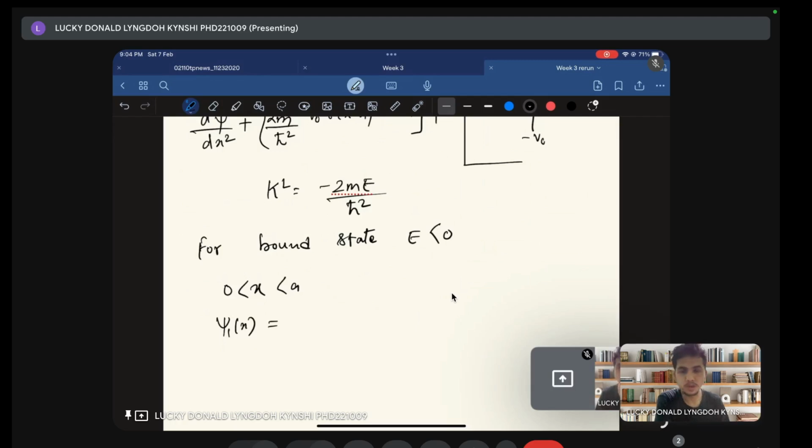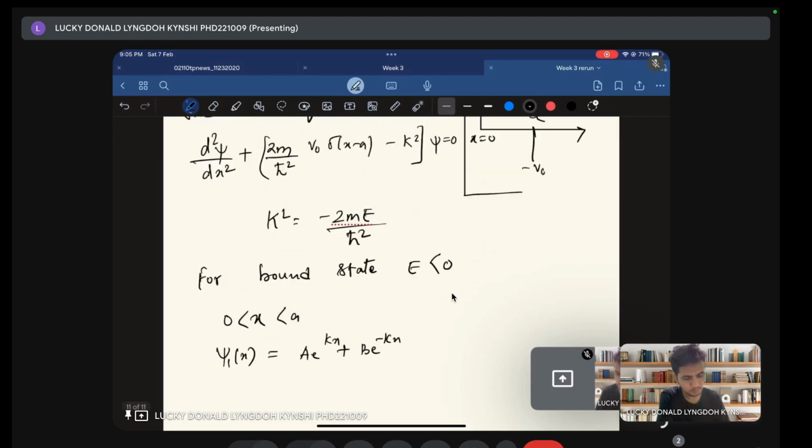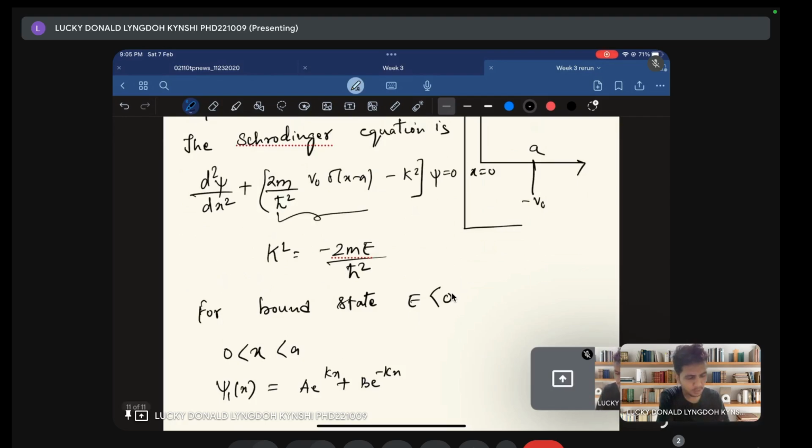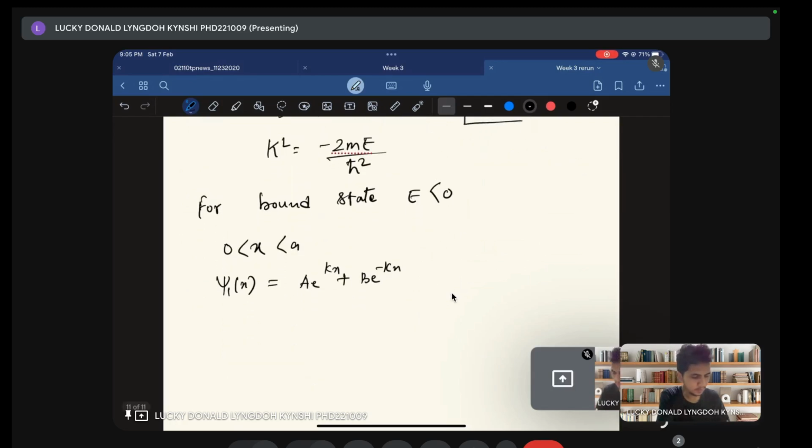the potential is equal to 0 because there is no potential between x greater than 0 and less than a. So you simply have a e to the power of kx plus b e to the power minus kx. That means you just put the first term equal to 0, and you can solve the Schrodinger equation. This is for x greater than 0 but less than a. Okay, so let me name this as equation 1.